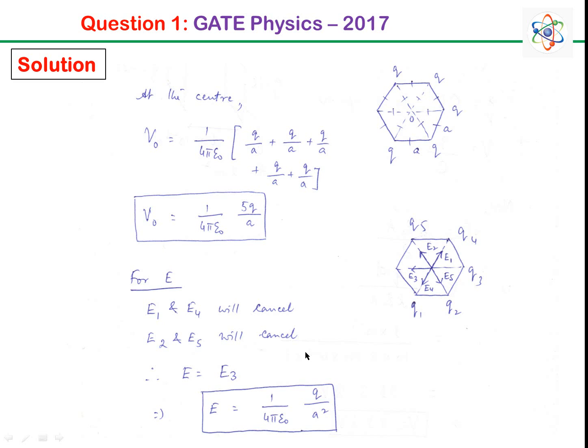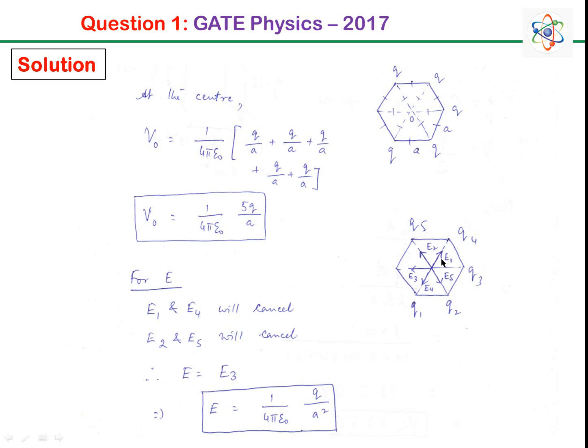Now let us see what about E. Now if we draw the electric field directions, we can see that at the center, due to this Q1, the electric field will be along this direction. For this Q2, the electric field will be along this direction. For Q3, the electric field will be along this direction. Similarly, for Q4, E4 will be along this direction, and for Q5, the electric field will be along this direction.